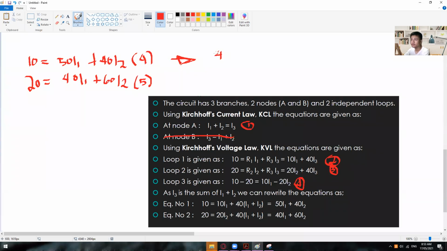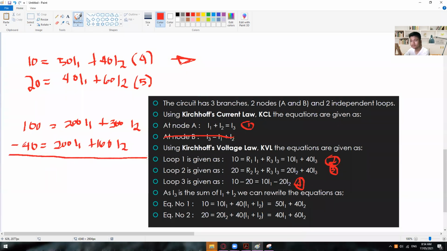So 4 times 10 is of course 40. 4 times 50 is 200I sub 1, and then 4 times 40 is 160I sub 2. And then in here we have 5 times 20 is 100, and then 5 times 40 is 200I sub 1, and then 5 times 60 is 300I sub 2. Okay, and then from here we can now deduct. Actually, we can interchange those two, wherein the one that we're going to deduct is this equation number 1 right here.